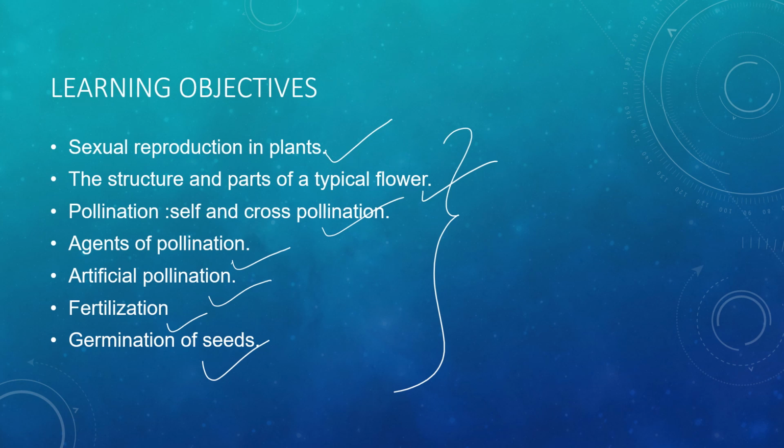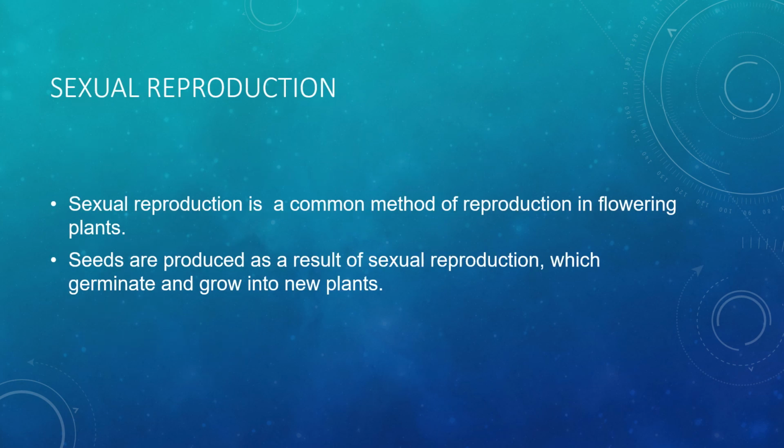So let us start with today's episode of sexual reproduction in plants. What does the term sexual reproduction mean? Sexual reproduction is a common method of reproduction in flowering plants. So how is it happening? Seeds are produced as a result of sexual reproduction, and these seeds germinate and grow into new plants.